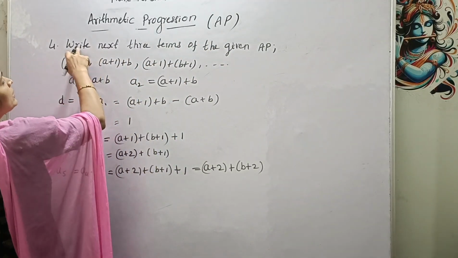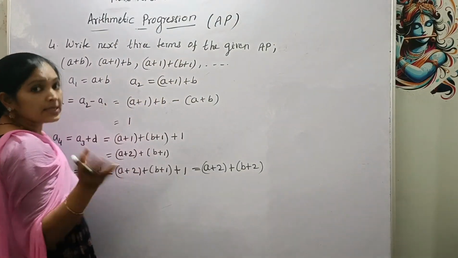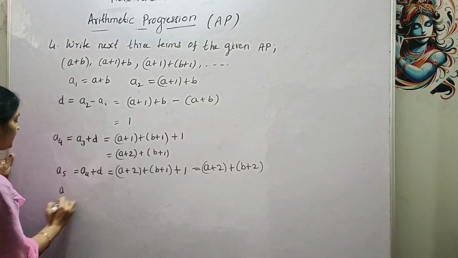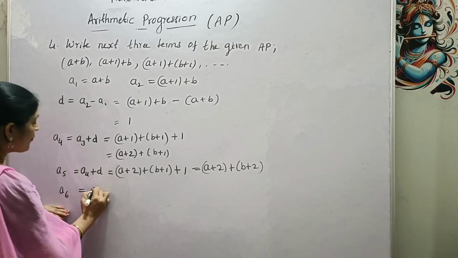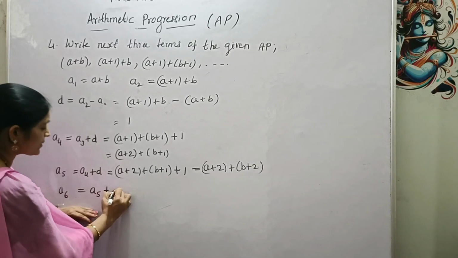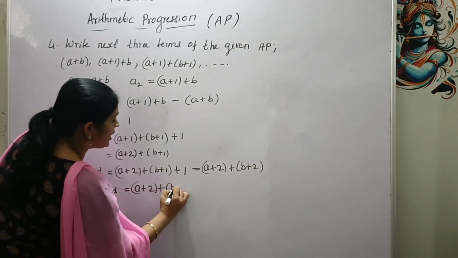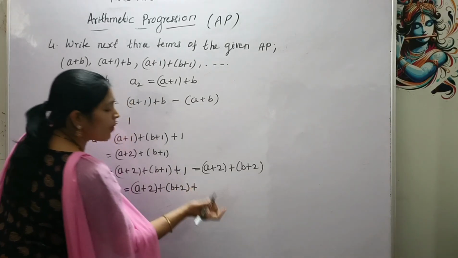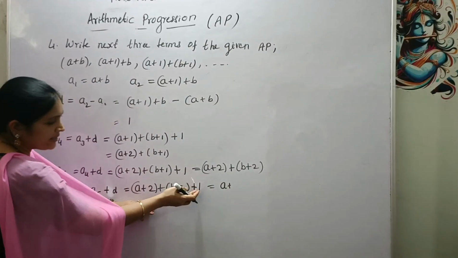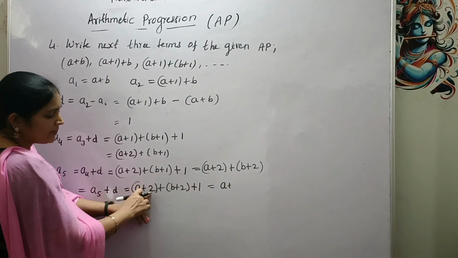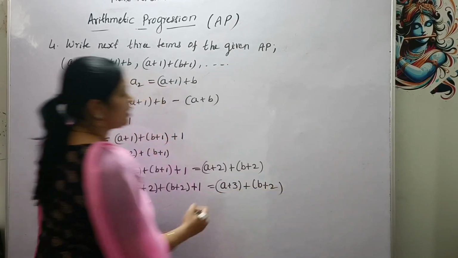Here we have to write the next 3 terms, right? So until the 6th term, right? So here a6 is equal to the 5th term a5 plus the common difference, that is equal to a plus 2 plus b plus 2 plus common difference 1, that is equal to a plus, here we can write it as, take this 1 here, so a plus 3 plus b plus 2.